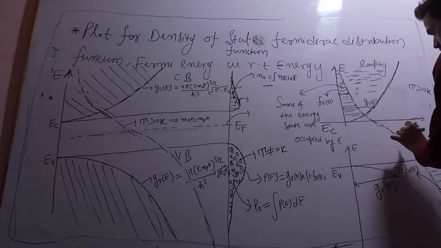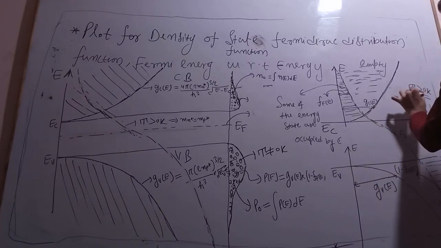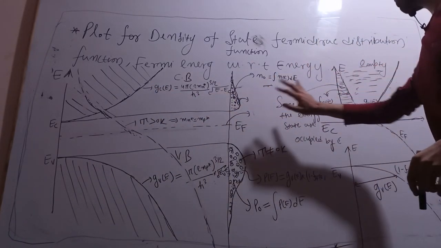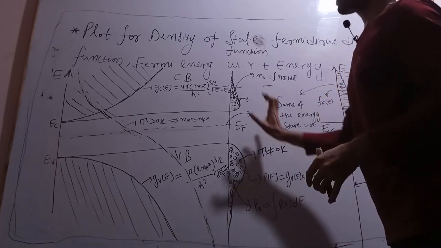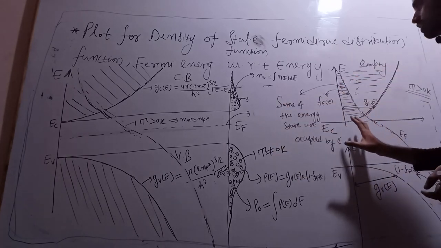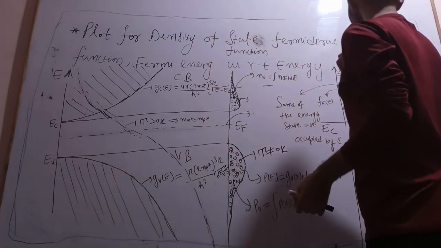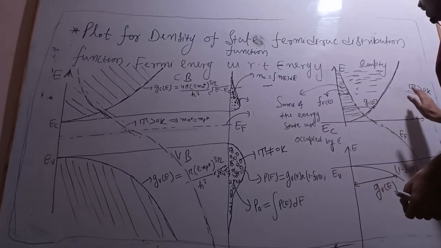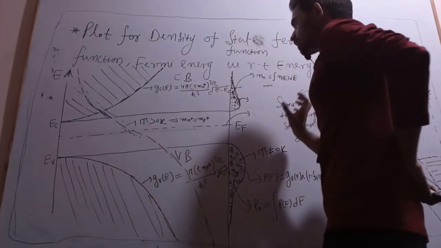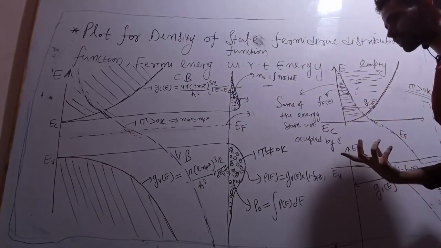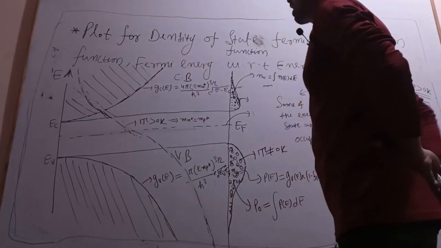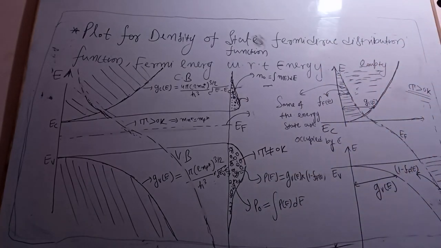Just opposite. So this is under temperature greater than 0 Kelvin. And this is the expected view, or you can say this is the extension of this graph. So now we have calculated the density of state function and the Fermi-Dirac distribution function, which are required in order to calculate the concentration of electrons and holes. So this is all about the plot for the density of state function and Fermi-Dirac distribution function.